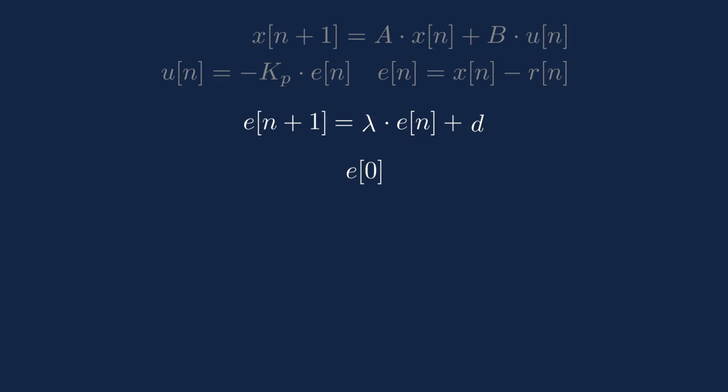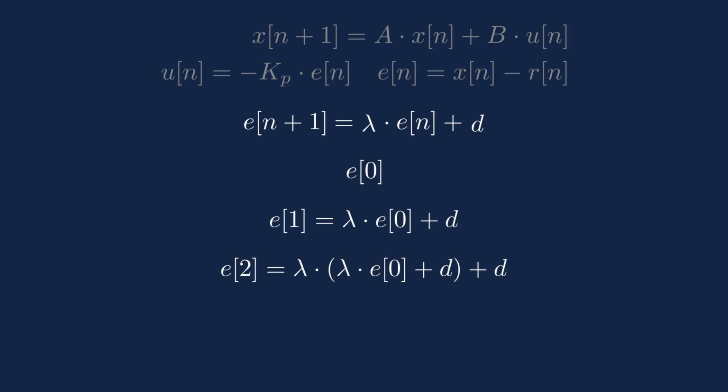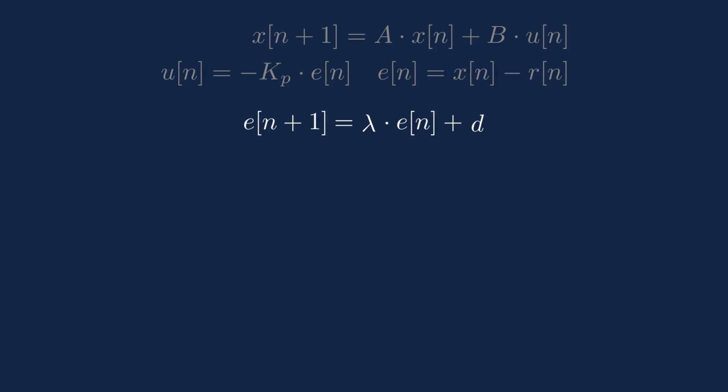Now let's write out a couple terms of the error to see how it progresses through time. Using the definition, we write down terms from E0 to E3. Let's take a look at E3 and combine terms. We can start to see a pattern. I encourage you to write it down yourself and see if you can find a closed form solution for E. Final solution takes this form.